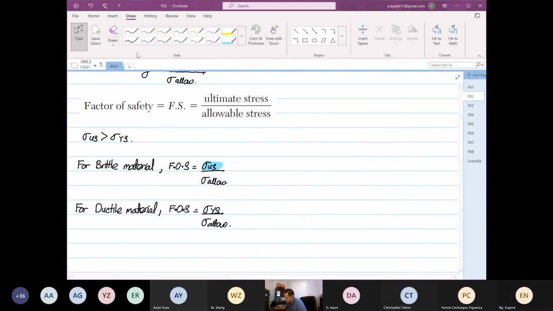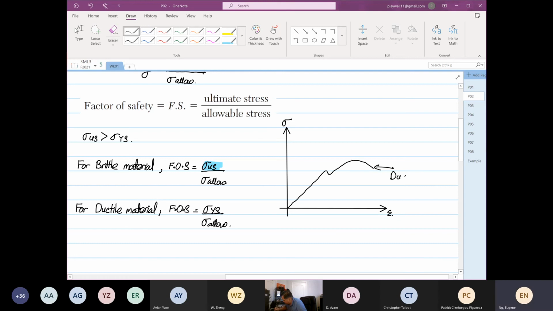So now we have a stress strain curve again. I'm going to draw two curves. This is our ductile material.